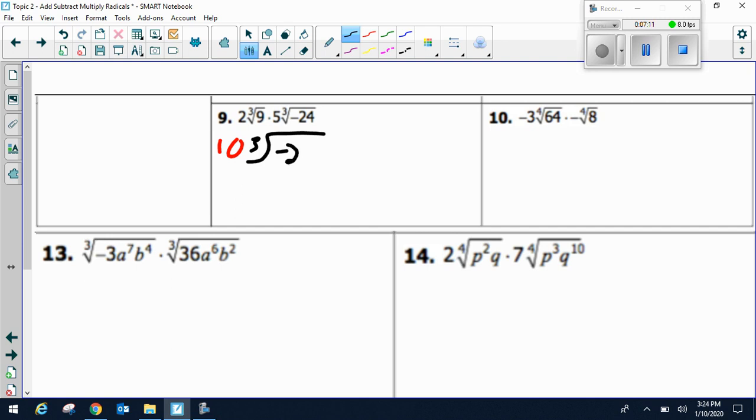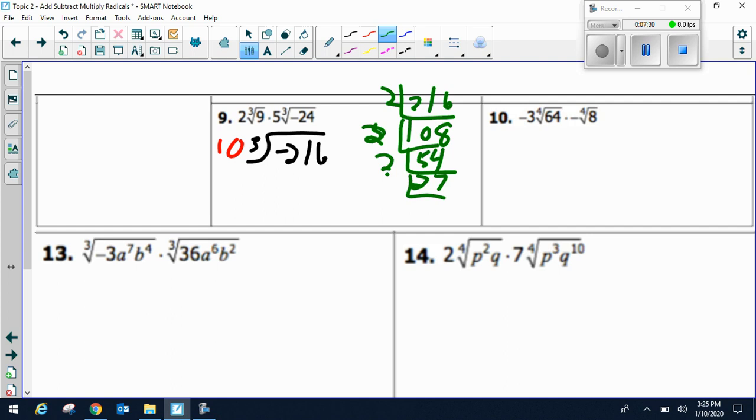Negative 216. And then you break down 216 from there. So we're dividing that by 2, get 108. Divide that by 2, get 54. Divide that by 2, get 27. And then you can divide that by 3 to get 9, 3 to get 3, 3 to get 1.